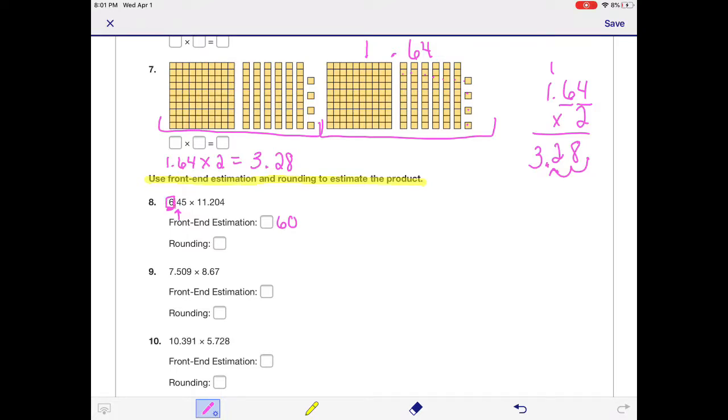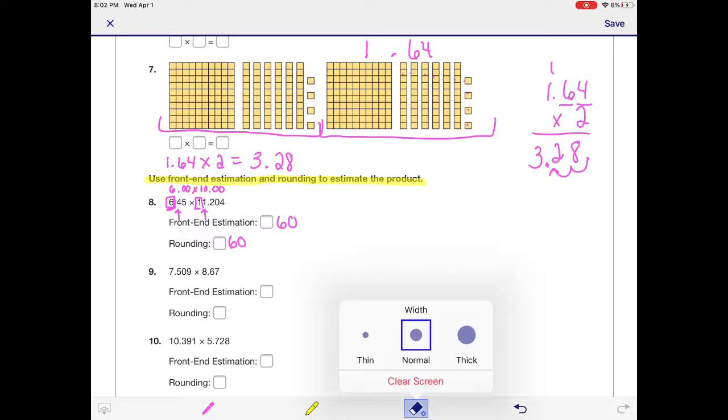All right, so we've got 6 times, let's look at the first digit. We look at the one to the right, and it says also leave this. So actually, we have 6 again, and we've left this one. We change the rest to zeros. Rounding, we get an answer of 60 also. So whether we round or do front-end estimation, you get 60 for both of those answers. Sometimes that happens, sometimes it doesn't.